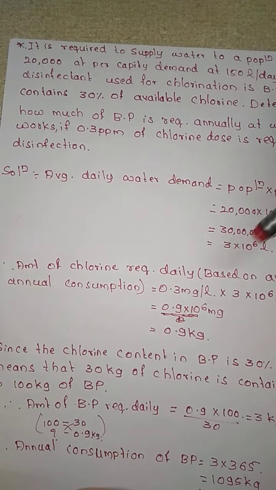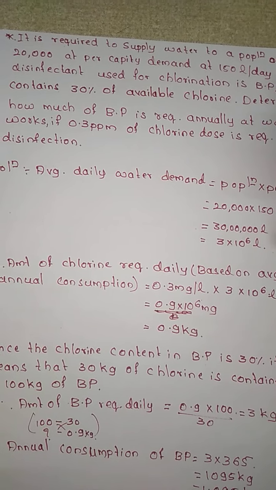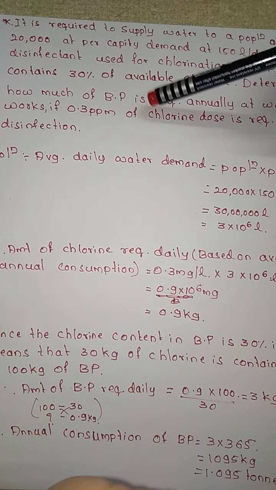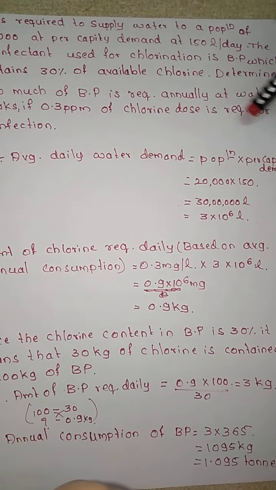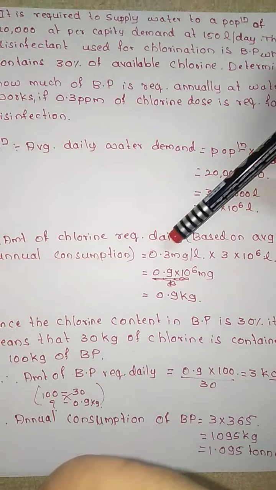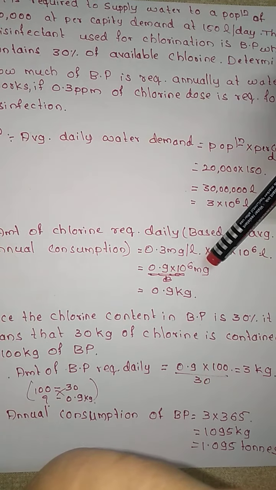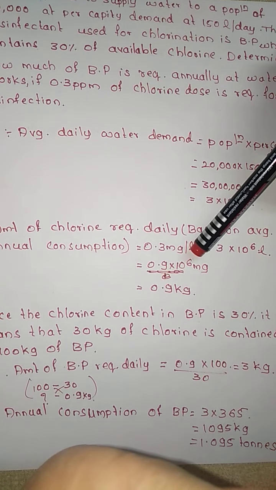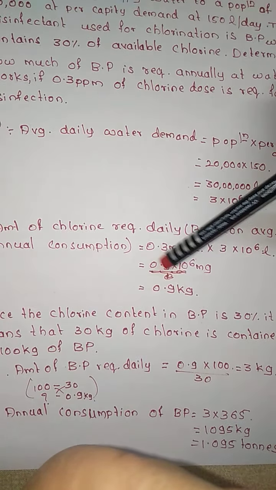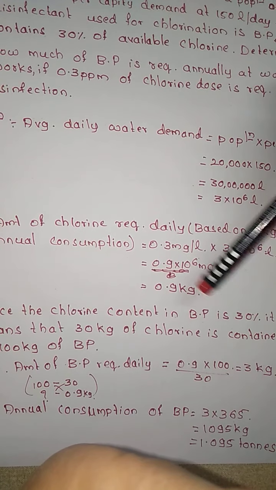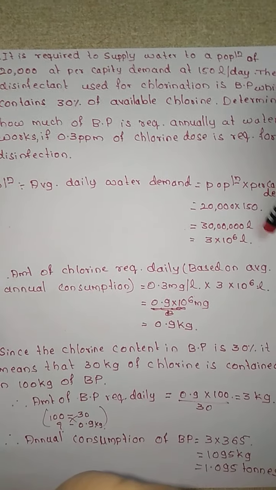Now, in order to treat 30 lakhs of water, how much dosage are we going to give? We are going to give a dosage of 0.3 ppm of chlorine. So the amount of chlorine required is 0.3 multiplied by 3 into 10 to the power 6. So how much are we getting? Liter cancels, and we get 0.9 into 10 to the power 6 mg. If you want to convert mg to kg, we divide it by 10 to the power 6. So we remain with 0.9 kg of chlorine required in order to treat 30 lakhs of water.